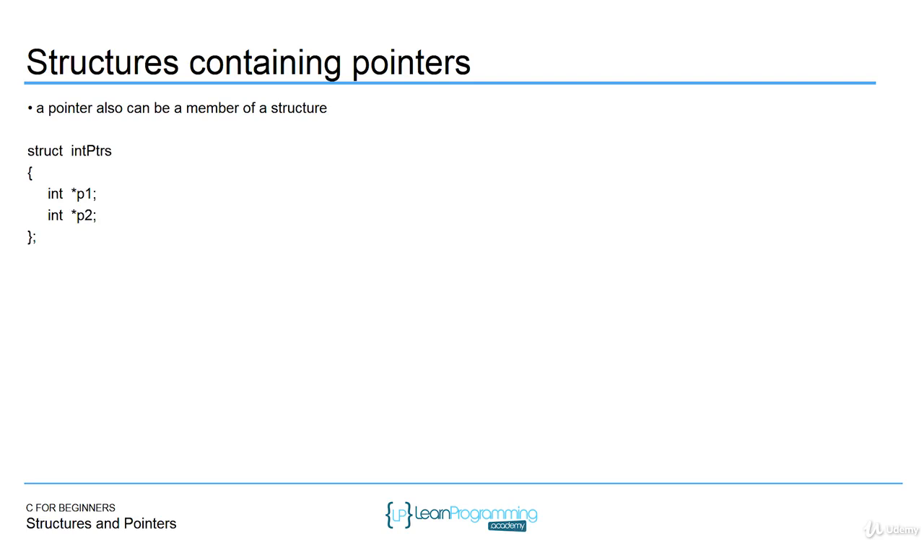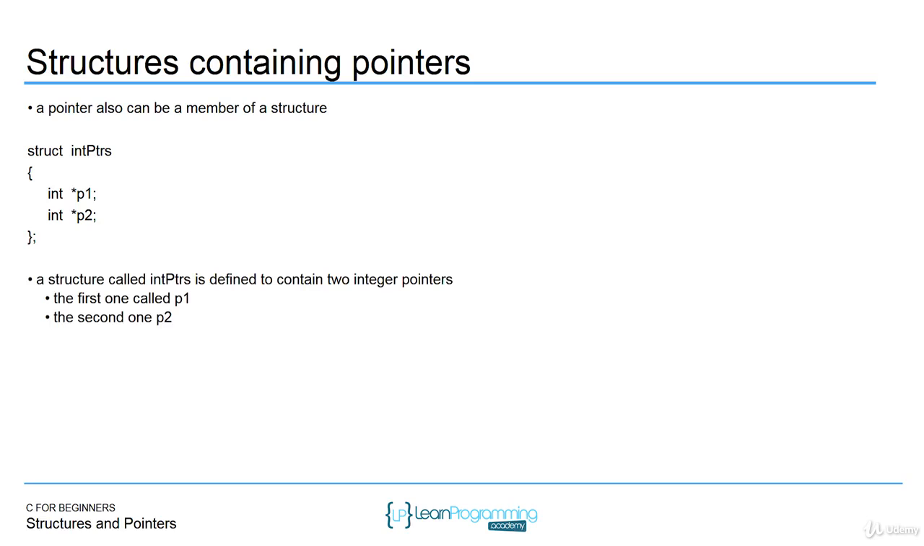So we could say struct, we could name it int pointers, and then here in this example, we have two integer pointers, P1 and P2. Perfectly valid syntax to do that. So a structure called int pointers is defined to contain 2 integer pointers. First one is called P1 and the second one is called P2. You can define a variable of type struct int pointers just like normal: struct int pointers pointers.